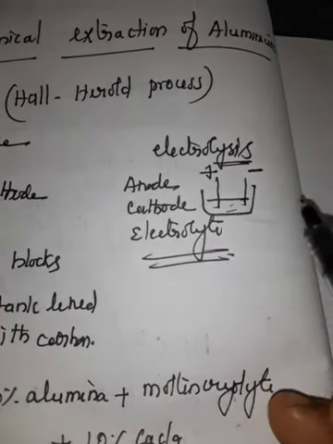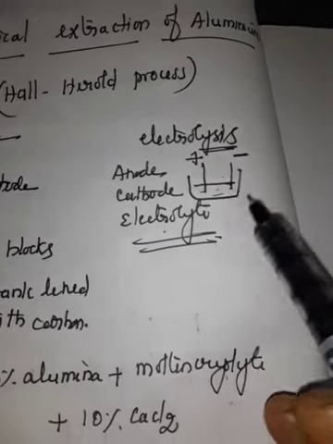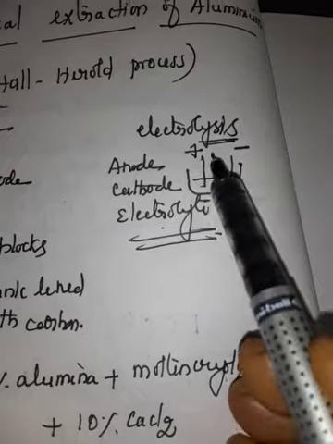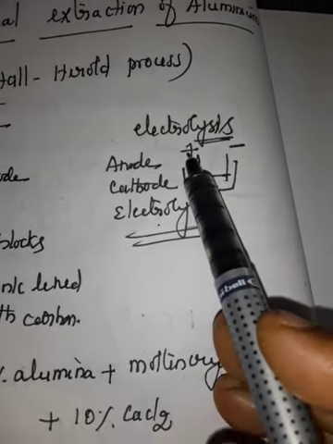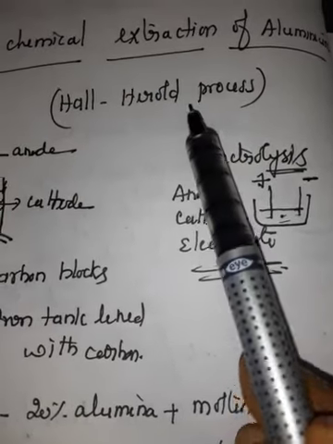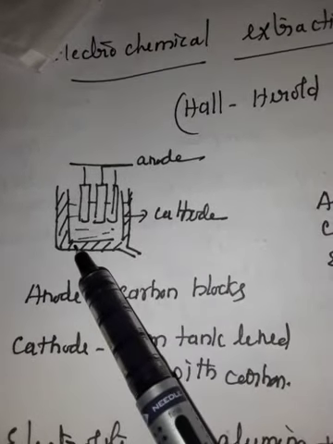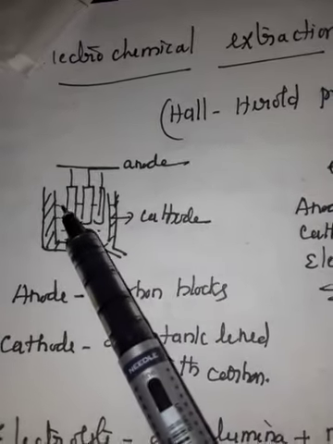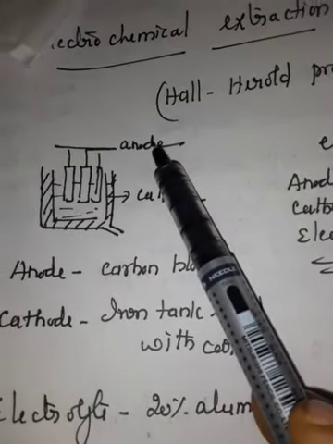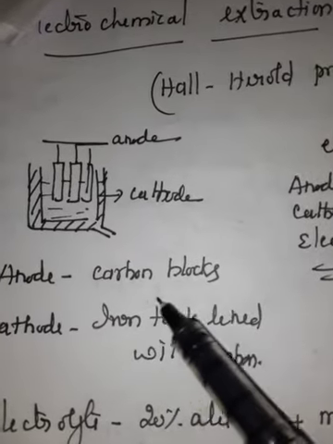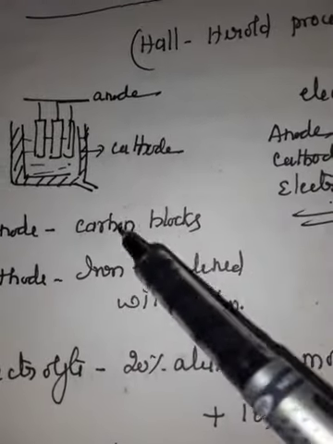So mainly for electrolysis we require an anode, a cathode and an electrolyte. Generally a simple diagram for this shows the electrolytic vessel, electrolyte, anode and cathode. In the Hall-Héroult process we take an iron tank lined with carbon, which acts as the cathode. Then carbon rods act as the anode. So the anode is the carbon block, and the cathode is the iron tank lined with carbon.